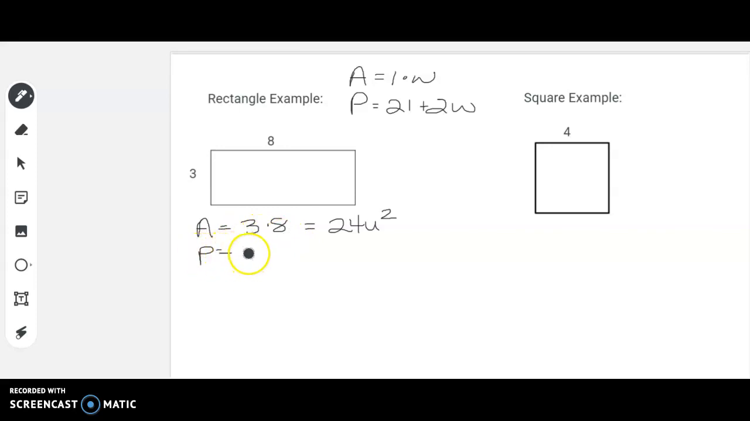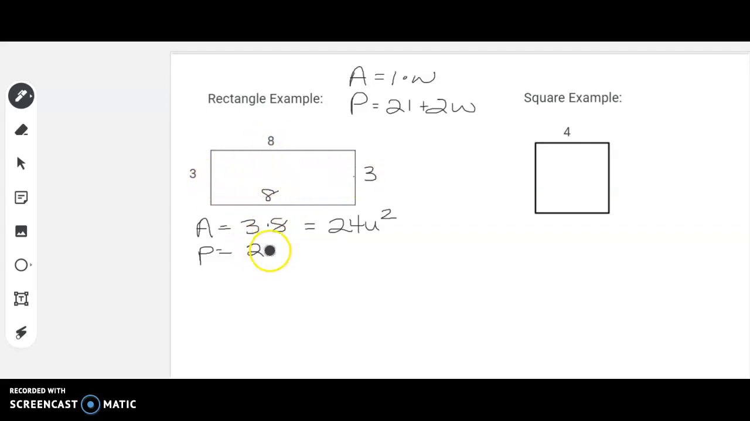Perimeter is going to be 2 lengths plus 2 widths. So based on our properties, I know the opposite sides are congruent. So if the left is 3, the right is 3. The top is 8, the bottom is 8. So that's where we get our 2 lengths and 2 widths.